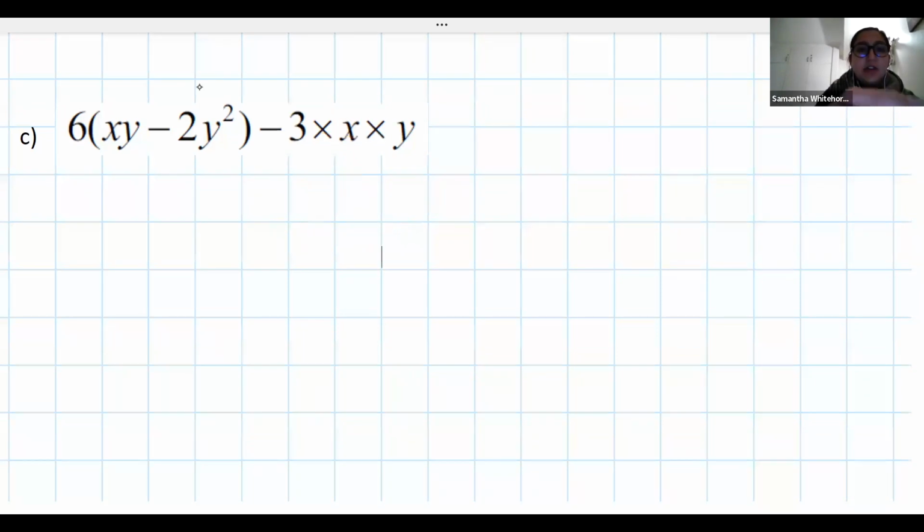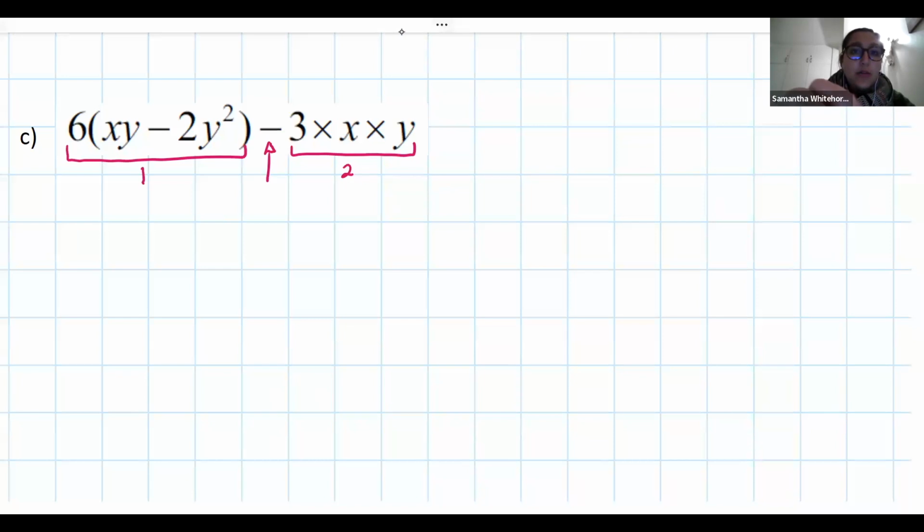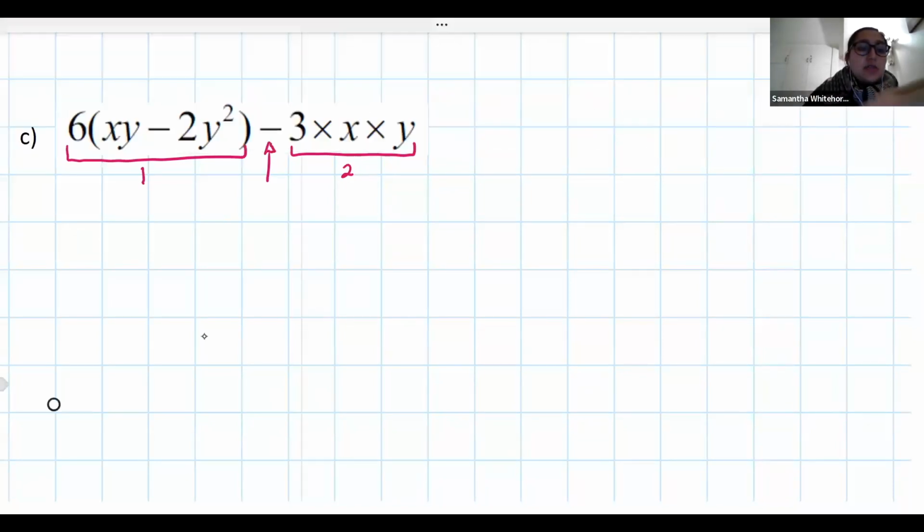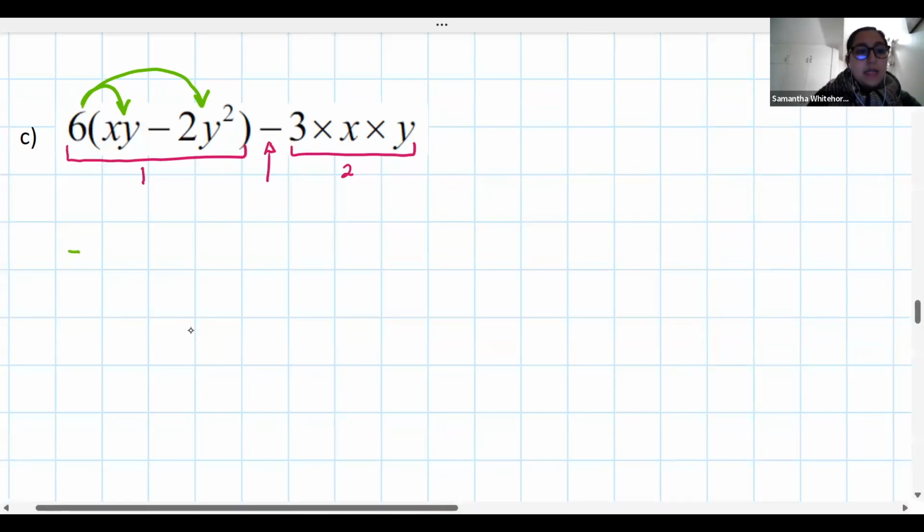All right, so let's have a look. What I first want to do is make sure we can see where our terms are. So this minus sign is separating my terms. So I've got 2 terms here. I've got 6 times the bracket and then that minus 3 times x times y. So I need to simplify my terms. In my first term, I can hopefully see that I need to distribute. So I need to take the 6 and multiply it to xy and to the minus 2y squared.